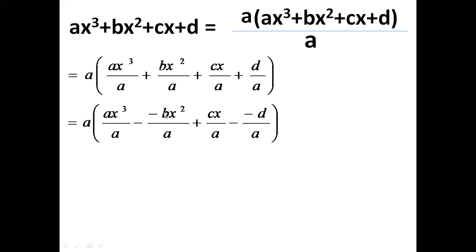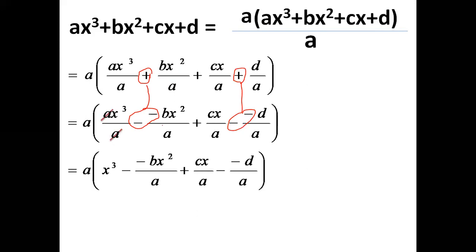Here plus can be written as minus into minus. So this plus can be written as minus into minus, and I'm writing bx square by a as it is. Here also plus as it is, cx by a. Here this plus can be written as minus into minus. Now here a gets cancelled. So the next step is equal to a into x cube minus into minus bx square by a plus cx by a minus into minus d by a.